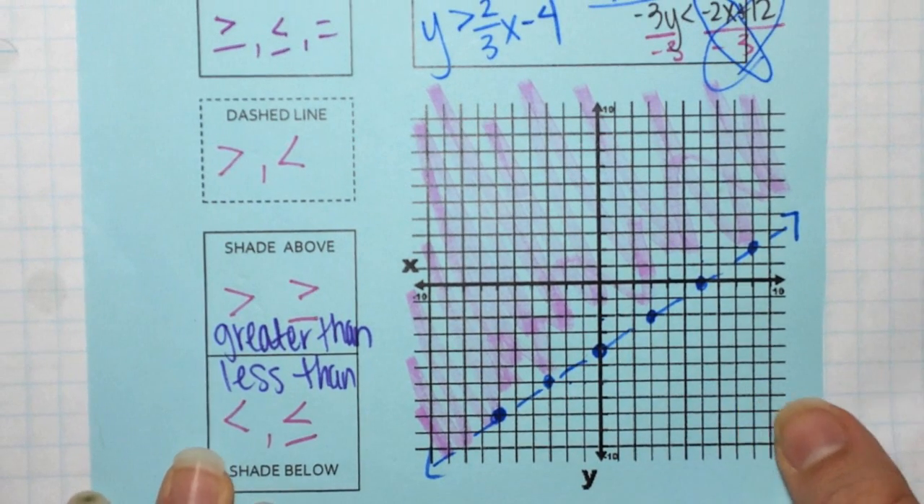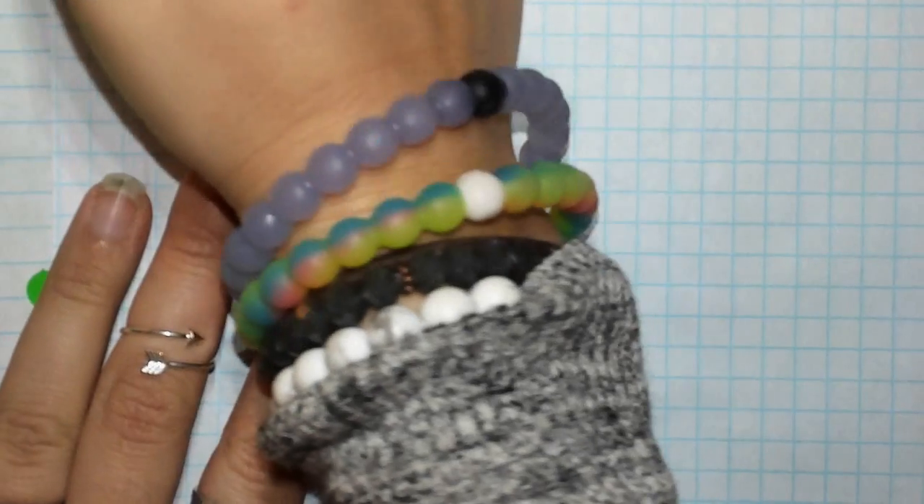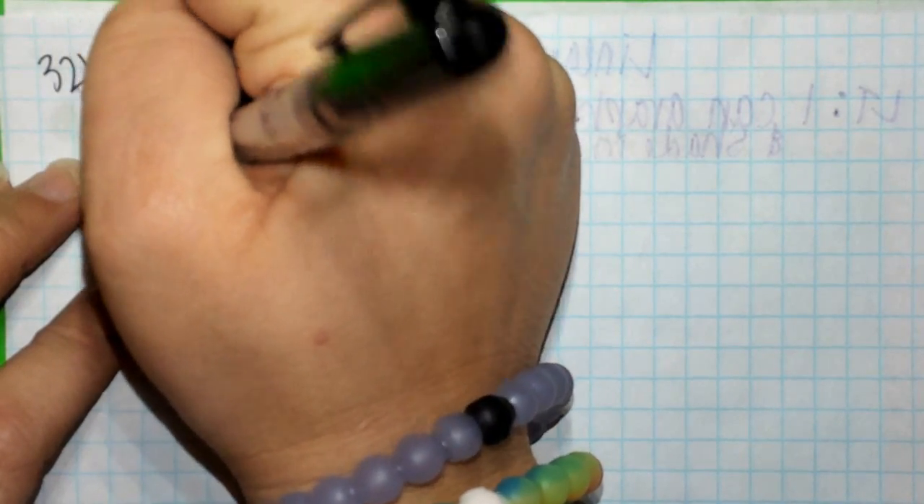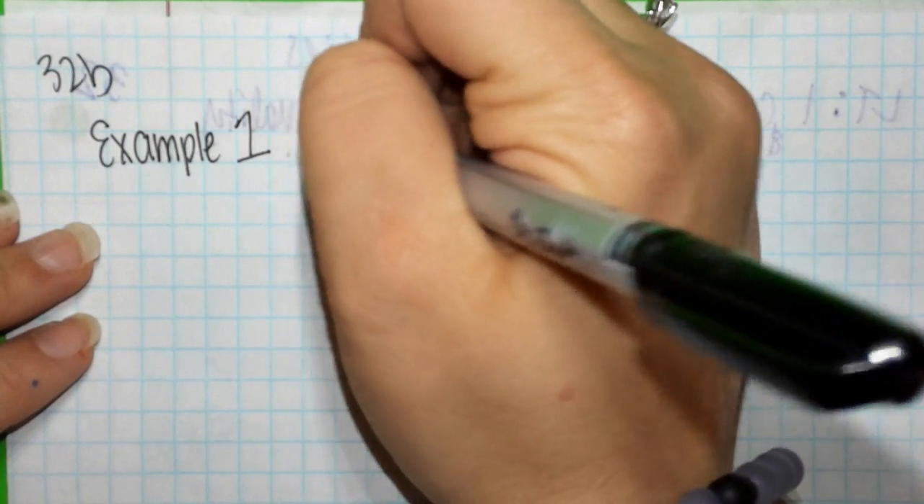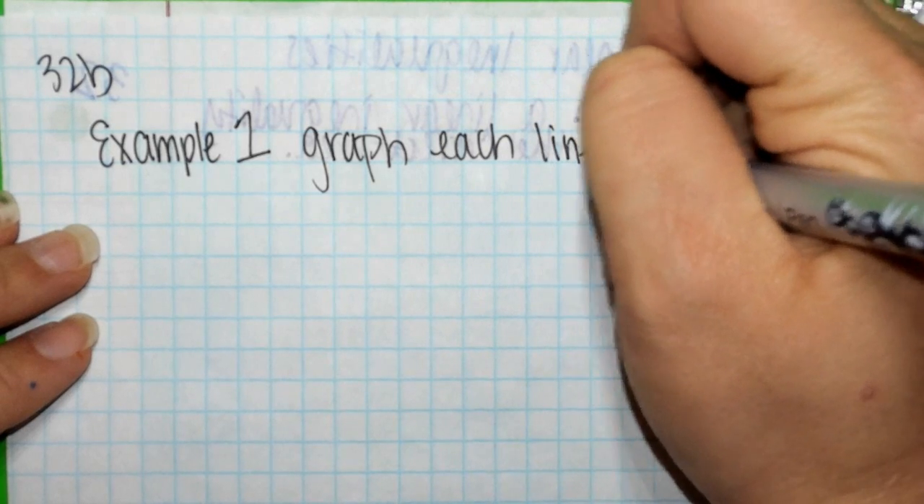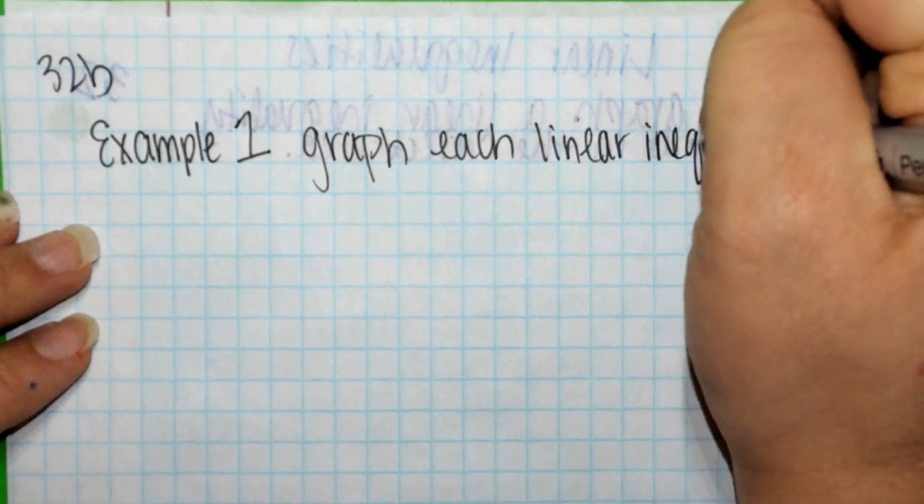All right. Is everybody ready for our first problem? Do y'all want to try one without me or you want to do one more together? One more together? Okay. All right, flip it over. This is 32B, as in potato. Alright, example 1. The directions say graph each linear inequality.